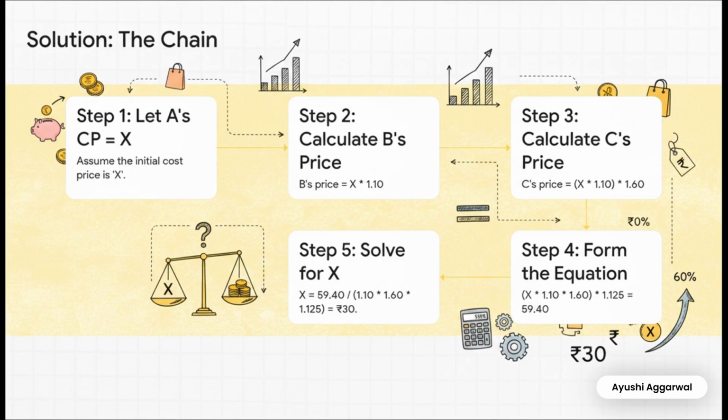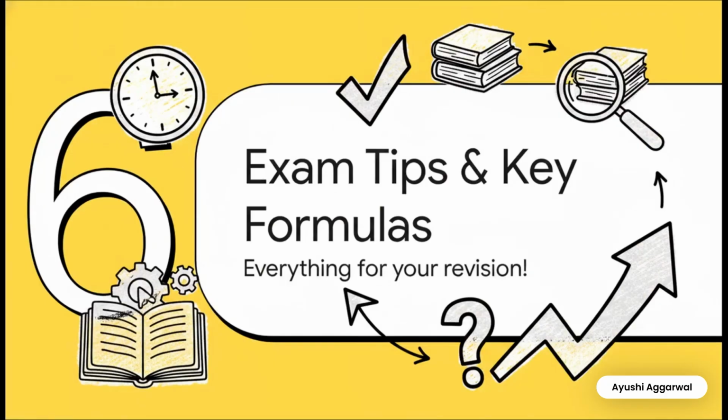Now it's just a matter of solving for X. We take 59.40 and divide it by all those multipliers, and that gives us X, which is A's original cost price, 30 rupees. So we've tackled a bunch of different question types. Now we're moving on to what might be the most important part of the whole session, our revision and key takeaways. This section is going to be incredibly useful for that last-minute revision right before your exam.